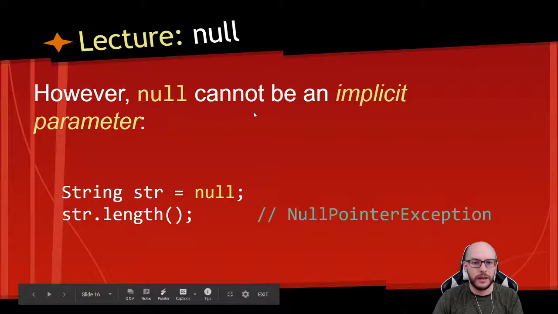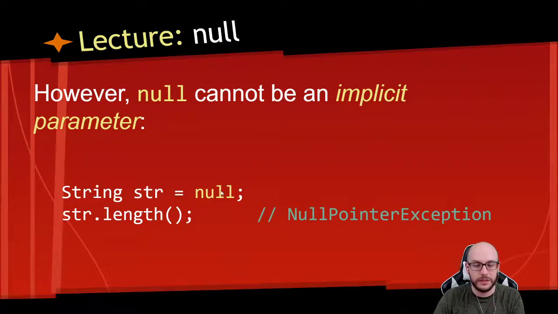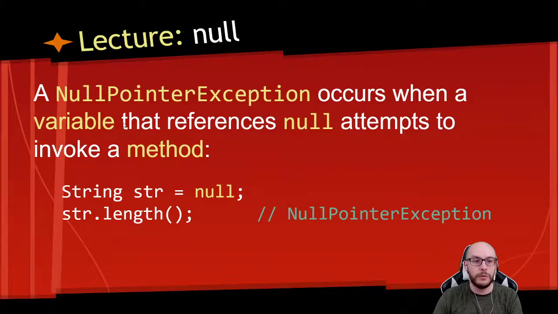That's a little odd. However, null will never be an implicit parameter. If you have your string that's set to null, and you try to do this, you're going to get what's called a null pointer exception. Now, I imagine some of you have actually seen this error before, right? I know a lot of people maybe saw it in Locker if they were working with a string array. What this means is you didn't initialize the implicit parameter. The word choice here is very direct, almost said explicit. Null cannot be an implicit parameter. You get a null pointer exception if the implicit parameter is null. A null pointer exception occurs when a variable that references null attempts to invoke or call a method.